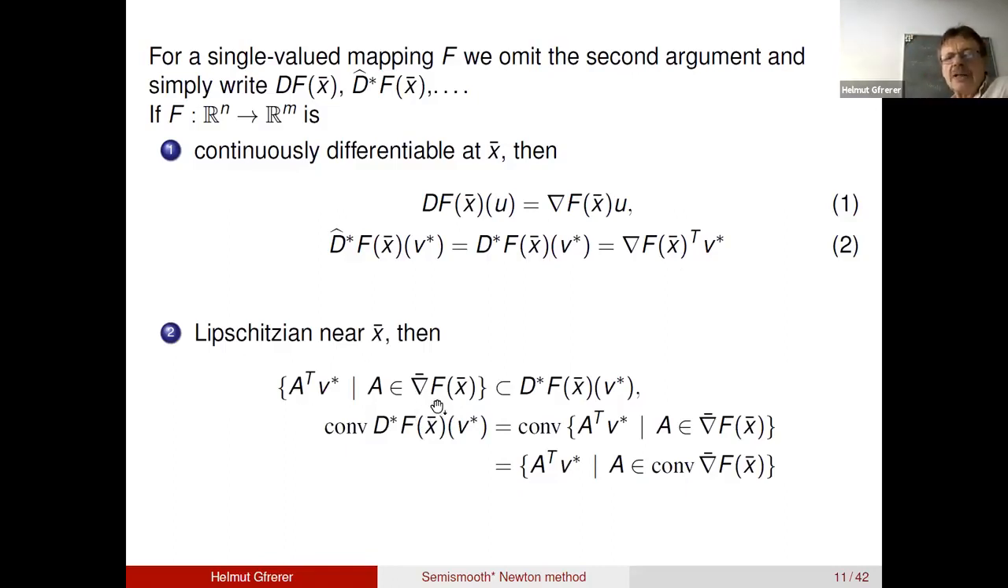Then we know that the B-subdifferential and the generalized Jacobian are related with the limiting coderivative of F, not related with the graphical derivative, with the coderivative. This will be important later.